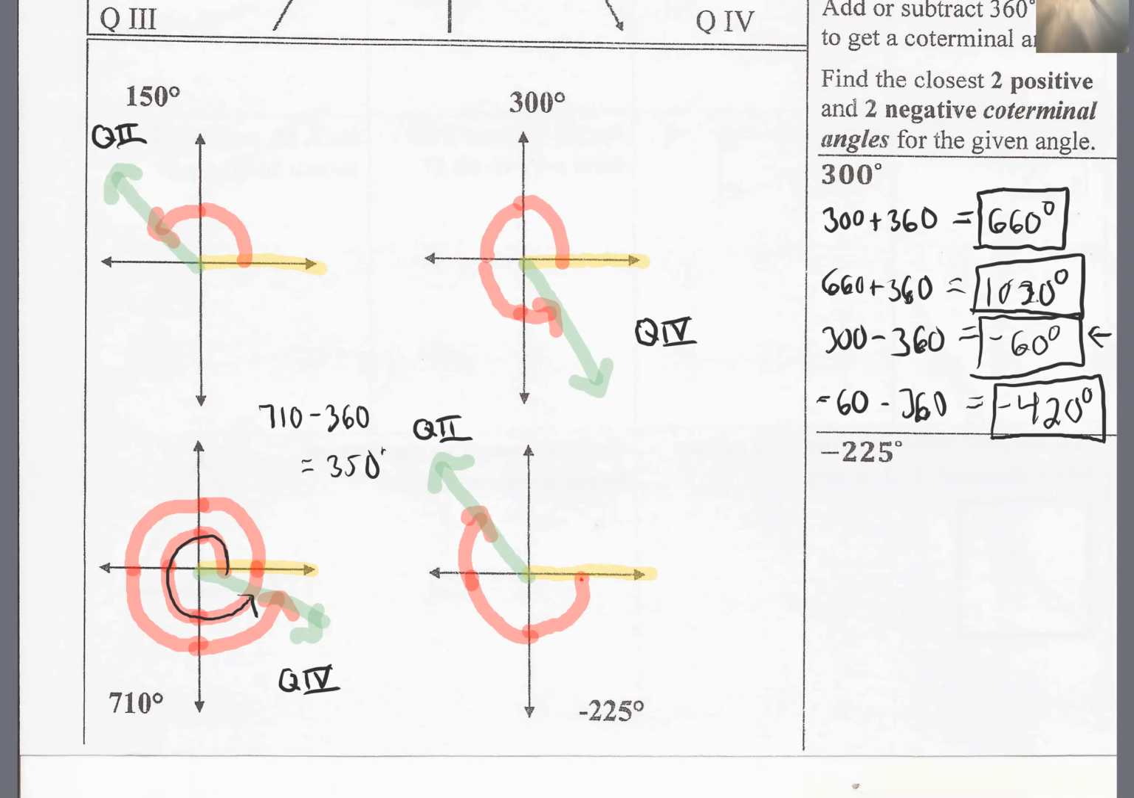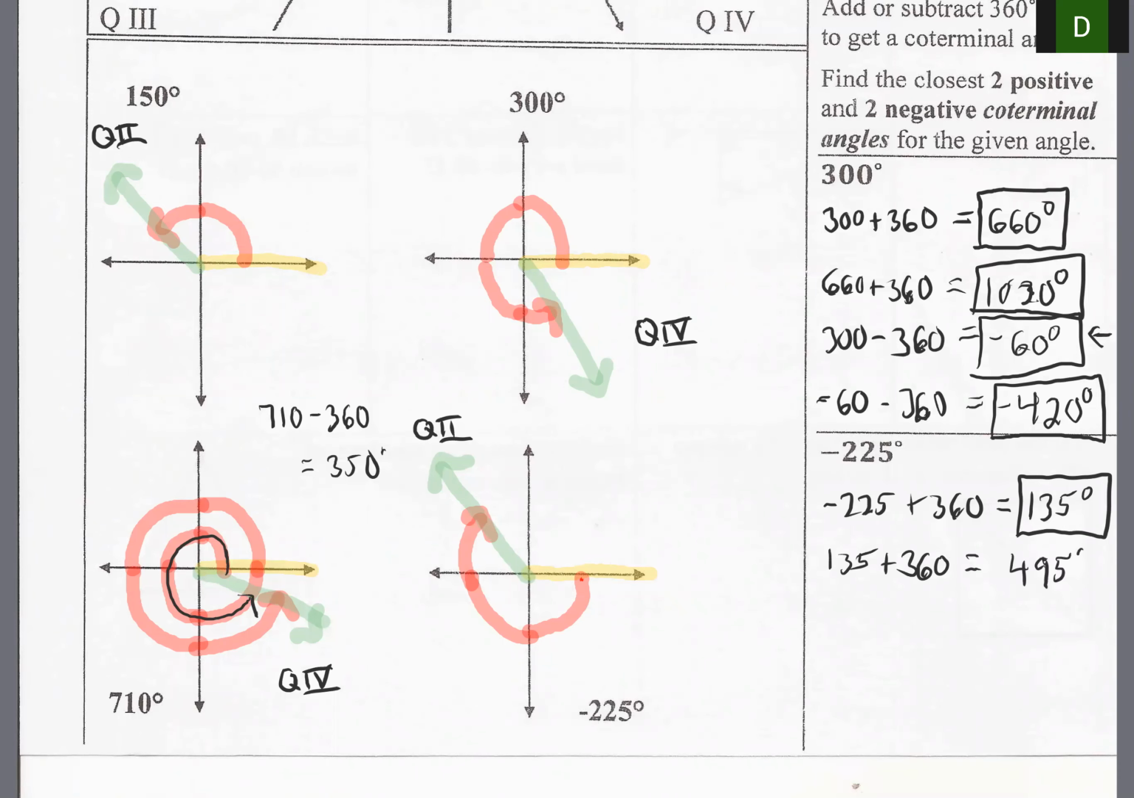Okay, so now for the next one, -225. I'm going to try to find two positive coterminal angles, so I'm going to add 360. So that's going to be 135. This would have the same terminal side as -225. And if you take 135 and add 360 again, that'll give you another positive coterminal angle. So this is going to be 495. So all three of these angles have the same terminal side. Even though when you draw them they might look a little different, the terminal side is in the same location.